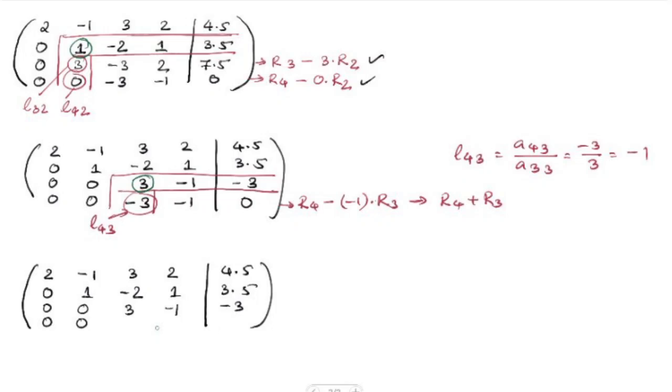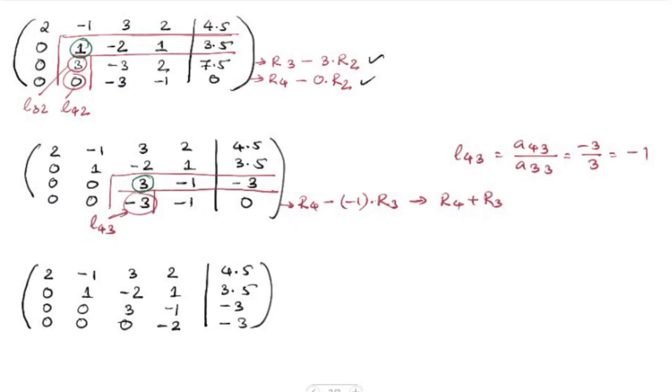And then we work with the last row. So here now we have row 4, which is minus 3 plus row 3, which is 3, minus 3 plus 3 is 0. And then we have minus 1 plus minus 1, which is minus 2. And here we have 0 plus minus 3, which is minus 3.